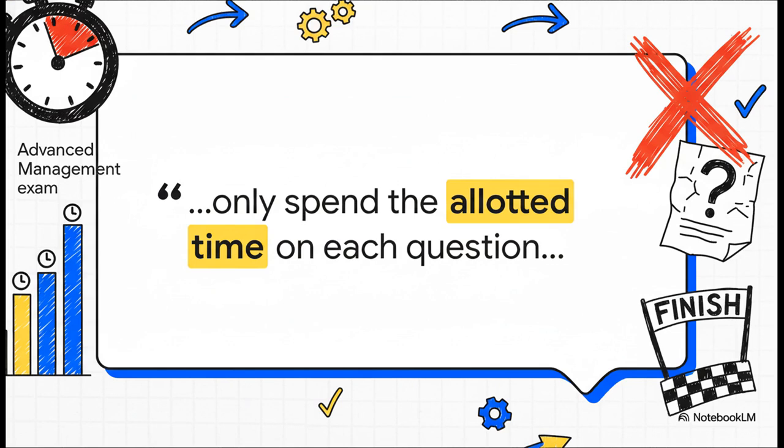Now this next one, this is probably the single most important discipline you need to master. Time. In that exam hall, time is your most precious resource. You have to be absolutely ruthless with it. When your time for a question is up, you need to have the courage to just stop and move on, even if your answer isn't perfect.